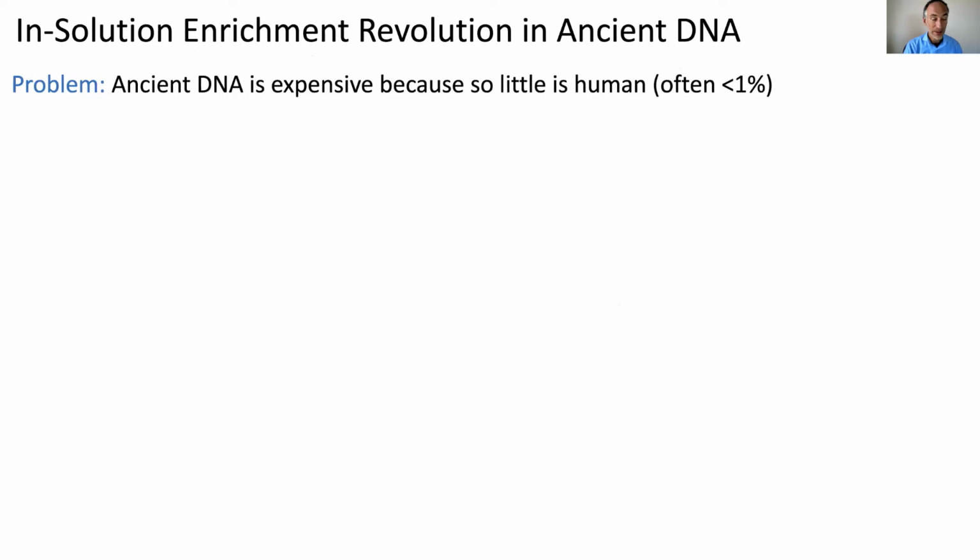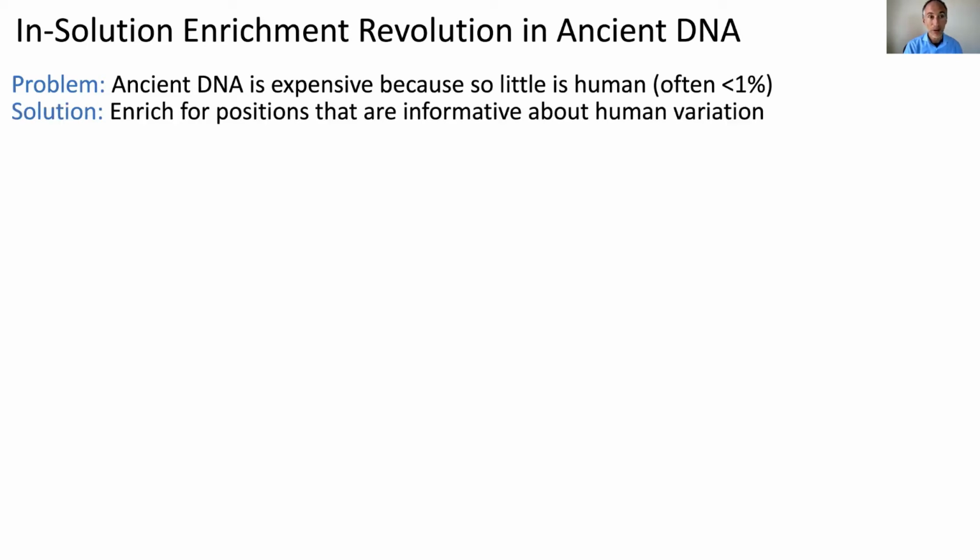The problem is that ancient DNA analysis is really expensive because so little of the sequences that one obtains are human, often less than 1%. Usually they're microbial, from the organisms that colonize the bone or tooth after the individual dies. And the solution we've focused on, and that this talk is going to be about, is enriching the DNA sequences that make it into the library for positions that are informative about human variation, not just human sequences, but specifically also human sequences that are common variants that are very informative about human history and natural selection.